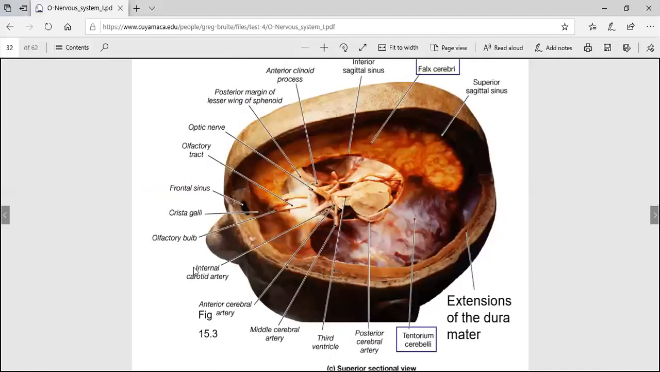Falx means sickle because it's shaped like a sickle, like they used in the old days to harvest hay with. Tentorium cerebelli, I'm not going to do on this test, but that's just dura mater making a tent over the cerebellum. And it's just separating and holding. You don't want your brain banging around inside of your skull when you shake your head. So this kind of holds it in place and hopefully keeps it from getting, you know, like a concussion.